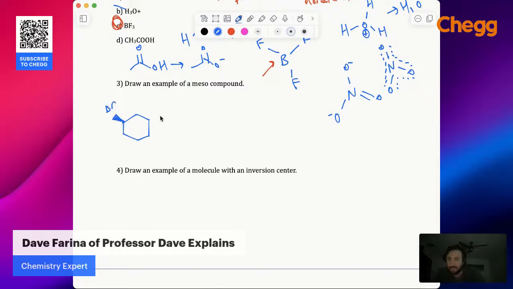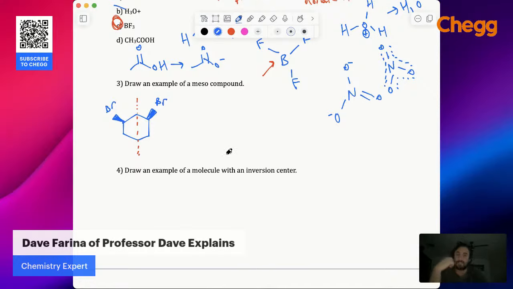A meso compound is one where we have more than one chiral center, but the molecule is achiral overall because of an internal plane of symmetry. So here we have two chiral centers. The carbons that bear the bromo groups are chiral centers, but there is an internal plane of symmetry here, right? If we take the mirror image, we just get that molecule. So that is achiral, meaning this particular stereoisomer does not have an enantiomer.